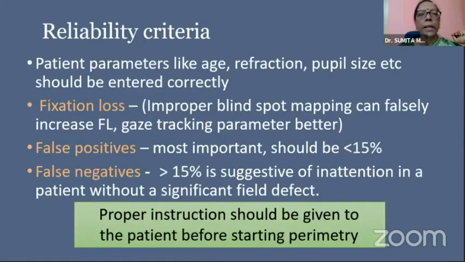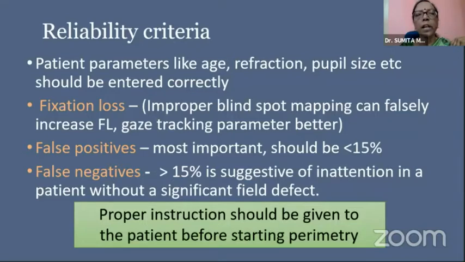Then the reliability criteria: the patient parameters like age, refraction, pupil size, etc. should be entered correctly. And the reliability indices are fixation loss, false positive and false negative. Out of these three, fixation loss can be increased if the mapping is not correct. So false positive is the most important thing, and that should be less than 15%.